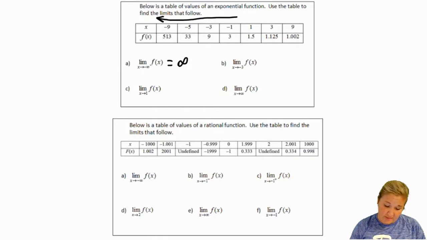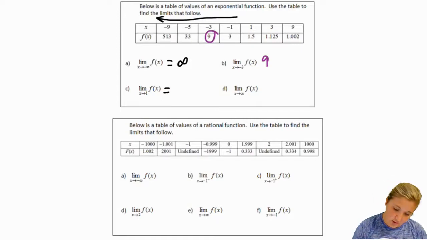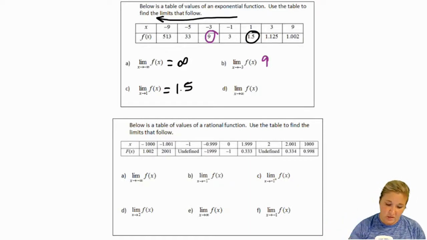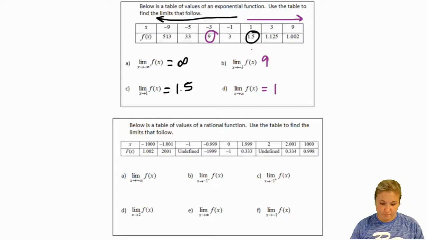So then the limit as x approaches negative 3 is just going to be this number right here. Okay, because there's nothing to tell us that it's going to have any kind of hole or jump or anything like that. And then the limit as x approaches 1 is going to be here at 1.5. And then as x approaches positive infinity, what do you notice as these numbers start getting larger and larger and larger? They start approaching a certain number, and that number is 1. Okay. So just looking at these tables, you can kind of picture the graph a little bit based on these numbers and determine those end behaviors.